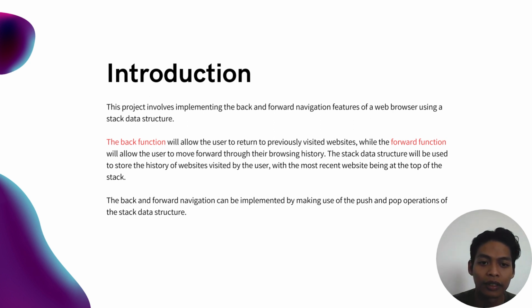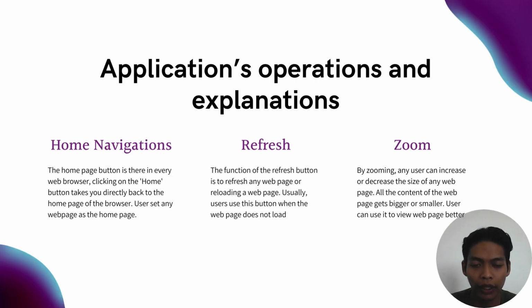So the stack data structure will be used to store the history of the websites searched or visited by the user, with the most recent website on top of the stack, and the back and forward navigation can be implemented by making use of the push and pop operations of the stack data structure. There are a few application operations that use the stack data structure in a web browser, such as home navigation, refresh, zoom, print, and go back and forward navigation.